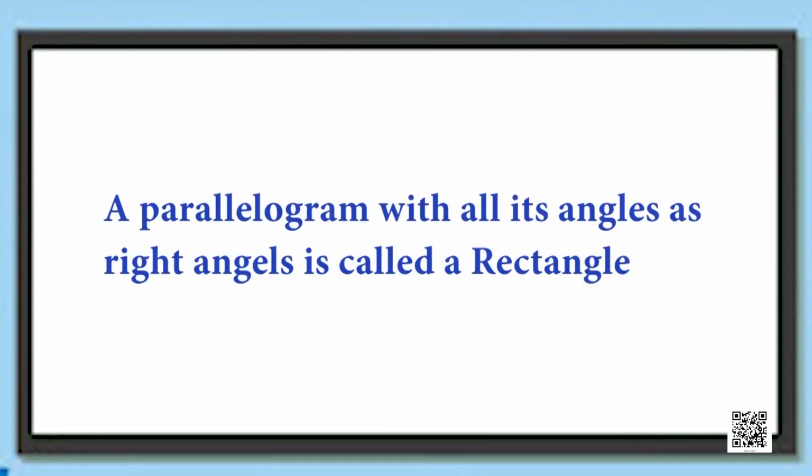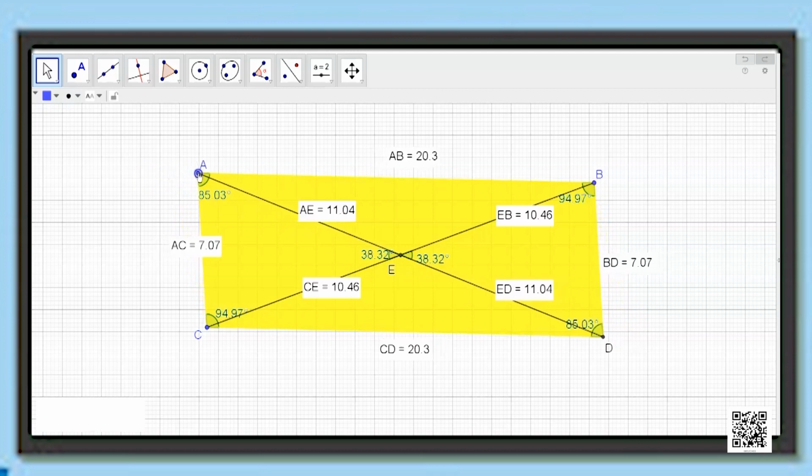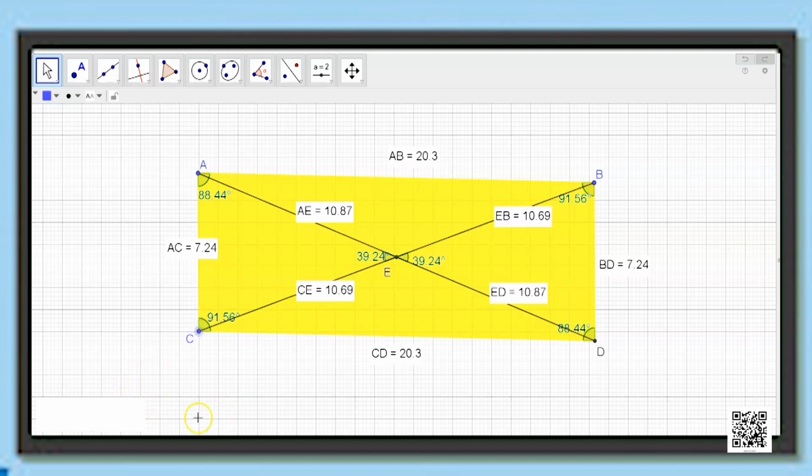A parallelogram with all its angles as right angles is called a rectangle. Now let us see how this parallelogram is getting transformed into a rectangle. So the first step that I am going to do is to change all these angles in the parallelogram that I have taken as 90 degrees. So we will see how we can change this to 90 degrees, and once all the four angles become right angles, what other changes have happened in the parallelogram we have to observe. So I'll start changing the angles as right angles. I'll be approaching them slowly so that it all becomes equal to 90 degrees.